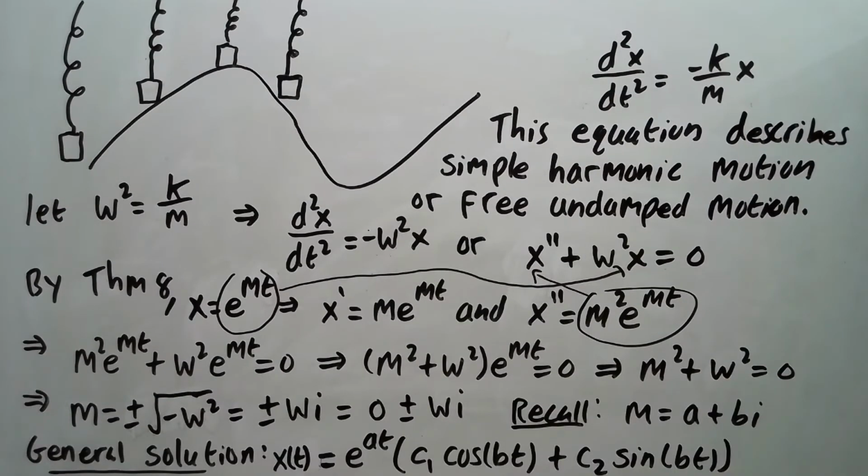So recall in theorem 5, when you have a complex number, say our m equals a plus bi, then the general solution will be, well, in theorem 5 it said y, but here we're using x as the dependent variable and t as the independent variable. There's going to be e to the at, then c1 times cosine of bt plus c2 sine of bt. So in our case, a is 0, and b would be our w. Plugging those in, I'm out of space here, so let me erase a few things and we'll keep going.